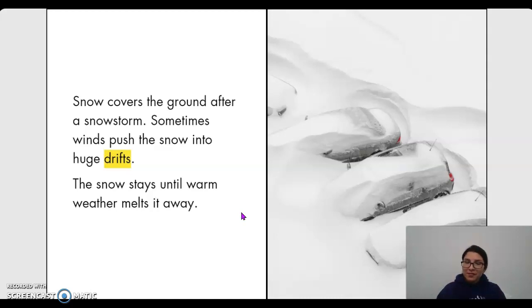Snow. We learned all sorts of facts about snow. We learned about snowflakes, snowstorms, all sorts of things. So that's what we took away from the story. We learned real information about snow.